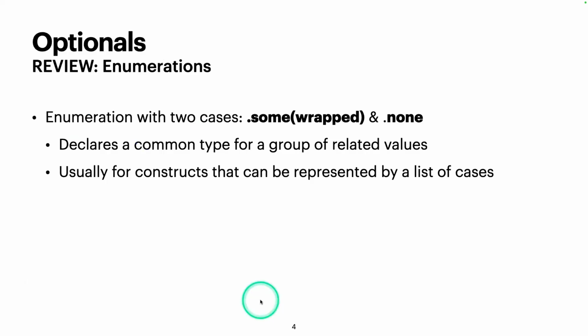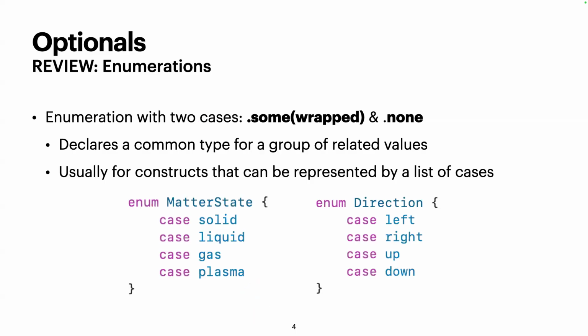All right. So we're going to review what we talked about near the end of last lecture, which was something called enumerations. And enumerations basically declare a common type for a group of related discrete values. So usually it's for things that could be represented by a list of discrete cases. So when I want to represent something that's finite or has many different cases, like state of matter, or direction, or cardinal directions, an enum is a great way to encapsulate those different cases together.